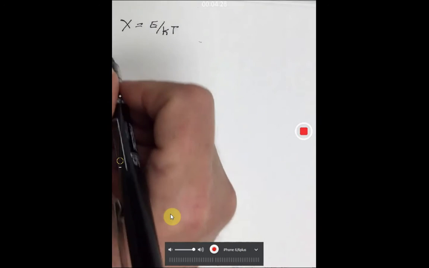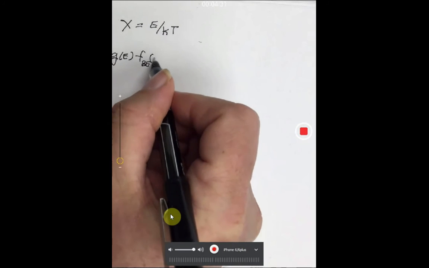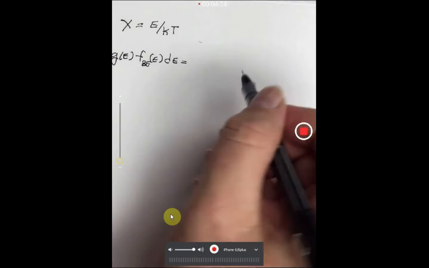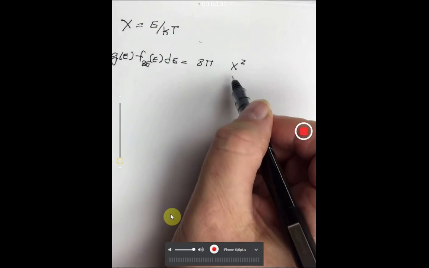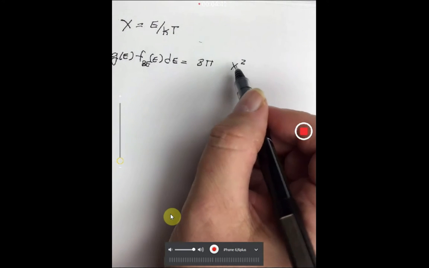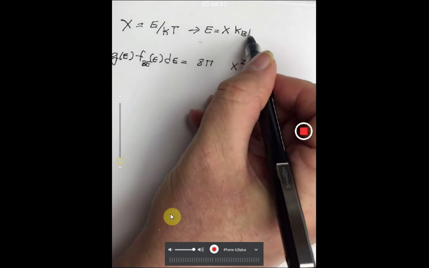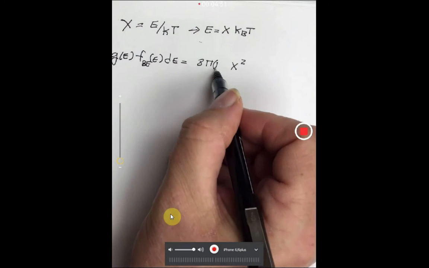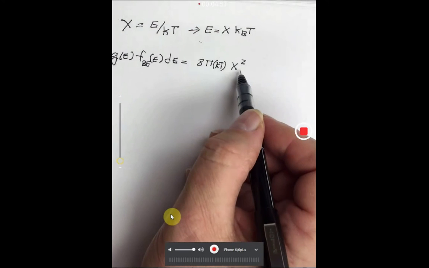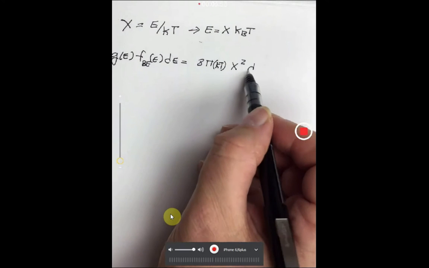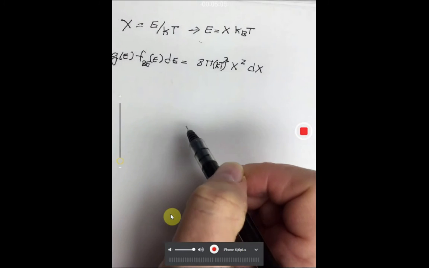When I do that, then this distribution becomes 8 pi. I had an E squared, but now I'm going to have an X squared. But E is X times KBT. So I'm also going to get a KBT, or a K, Boltzmann's constant, T. I'm going to have it squared here because I have the E squared. And then instead of dE, I have a dx, so I'm going to get another KT. So I'll have that KT cubed.